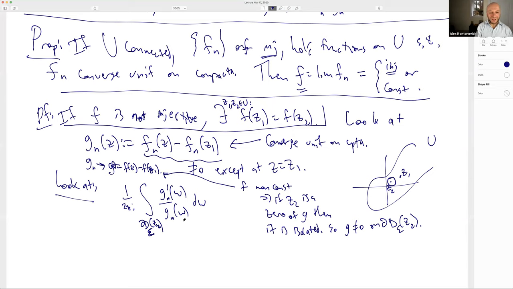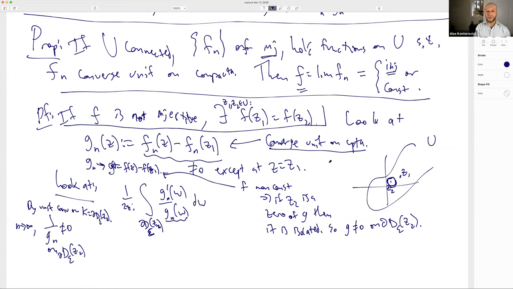If I can form this integral, and the limiting g is non-zero on the boundary, then by uniform convergence on compacta, since this circle is compact, 1 over gn is also non-zero on this boundary. So for n large enough, gn is non-zero, and I can make sense of all of these. And these converge. So 1 over gn converges uniformly to 1 over g. And g prime n converges uniformly on compacta to g prime.